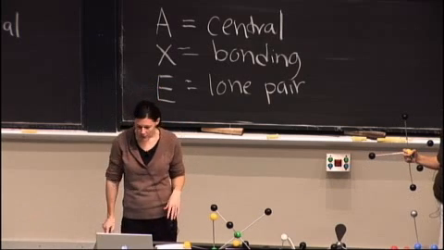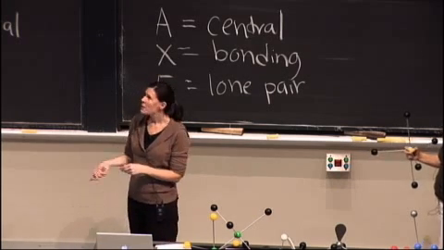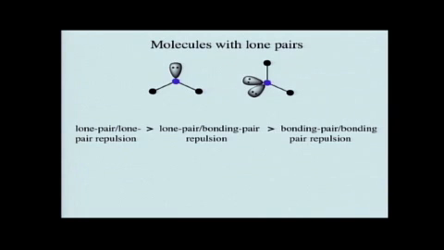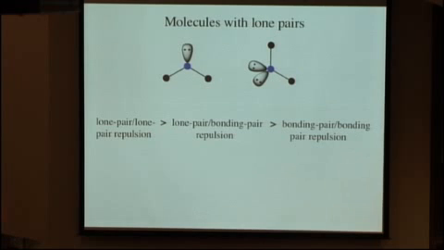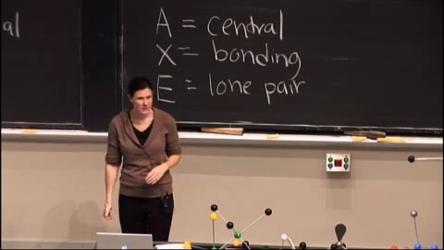So let's think a second about the order that this will be in. The biggest repulsion we would feel is if we have two different lone pairs. They're going to have the most repulsion. In the middle is a lone pair with a bonding pair. And then the least repulsion is going to be between two bonds, or two bonding pairs of electrons.